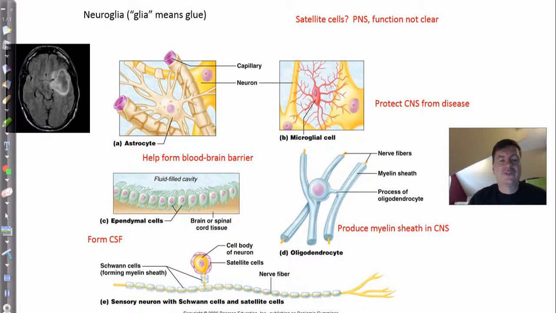If you look very carefully at this, you see this thing here, this purple thing is a capillary, and it's wrapped by all of these pieces of the astrocytes that are wrapping all around it.